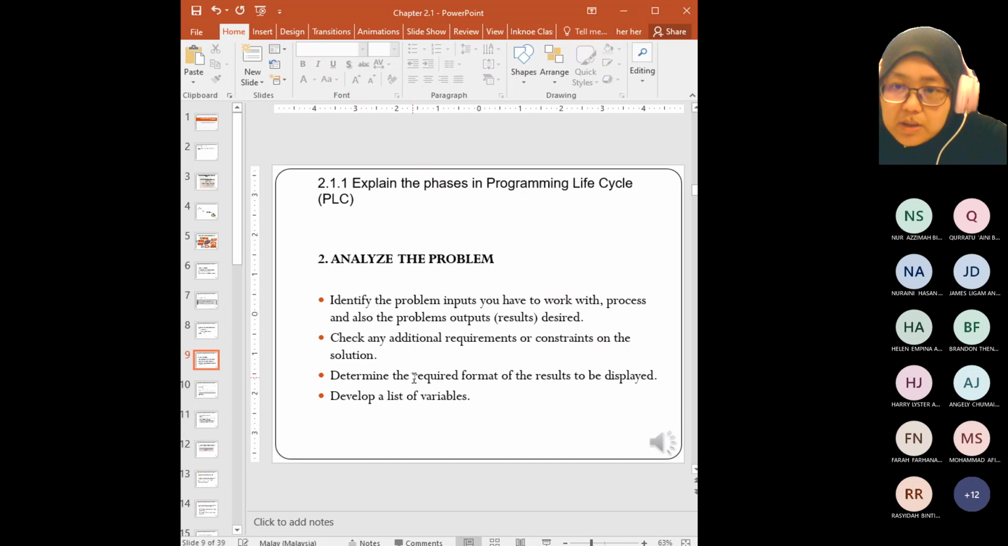This is the output. So when you analyze the problem, kita nak bagi detail semua benda berkaitan dengan input, berkaitan dengan proses, berkaitan dengan output. 3 perkara. Nak kena very detail. Okay. So identify the problem inputs you have to work with, process, and also problem outputs which desired lah. Then you need to check any additional requirements or constraint on the solution to determine the required format of results to be displayed. And develop a list of variables. Variables tu apa?